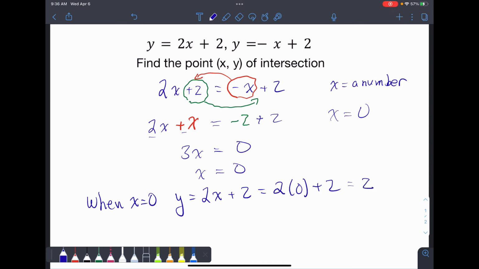So I found what the y value is. The y value is 2. So I've now found the point of intersection. It intersects at the point x equals 0 and y equals 2. And that's how we find the intersection of two lines. I hope this was helpful.